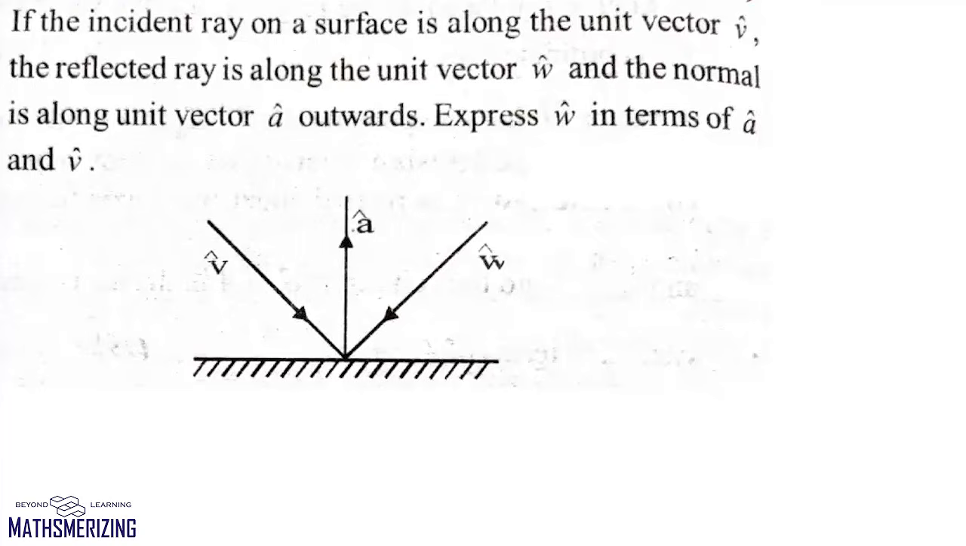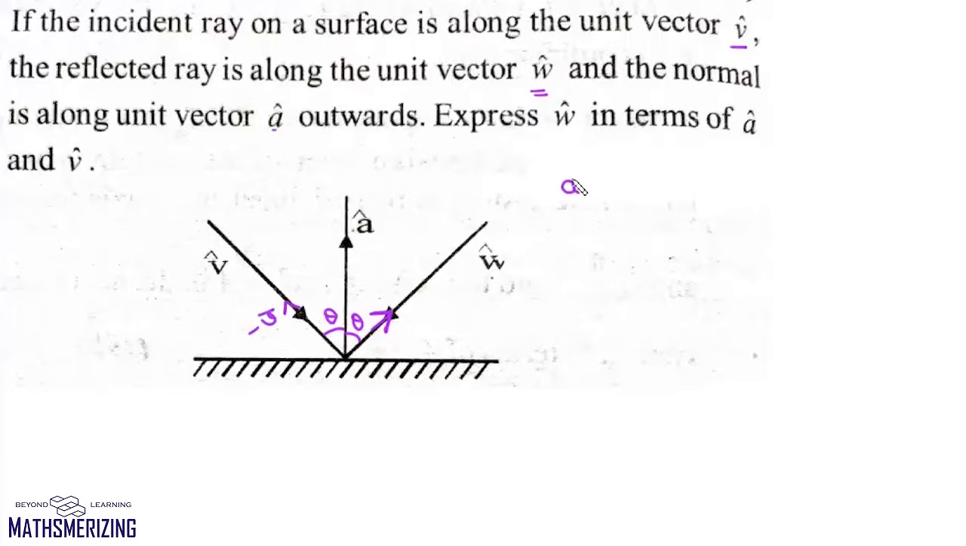Now here the question is, if the incident ray on the surface is along a unit vector v and the reflected ray is along the unit vector w and the normal is along the vector a outward, express w in terms of a and v. I think w should be in this direction. Now suppose this angle is theta, then from the law of reflection we know this angle is also theta. Now this a cap will be the angle bisector of w and minus v.